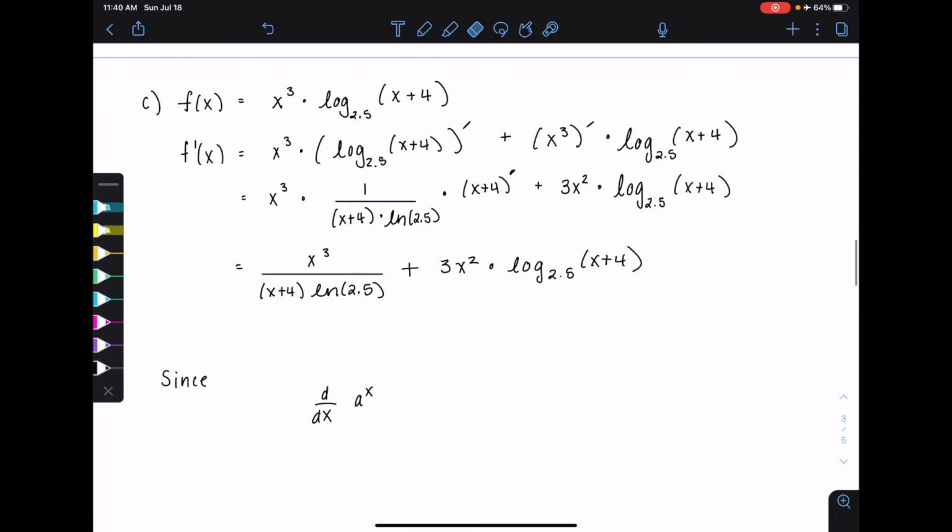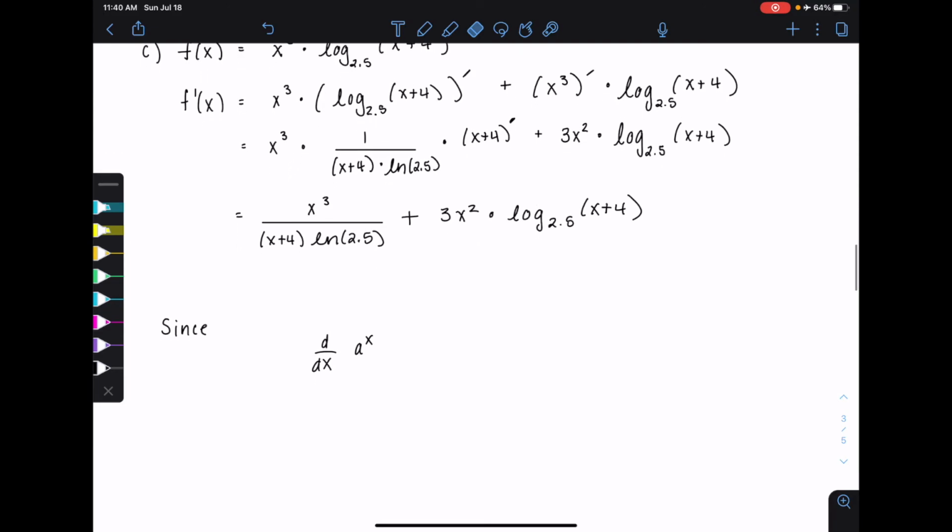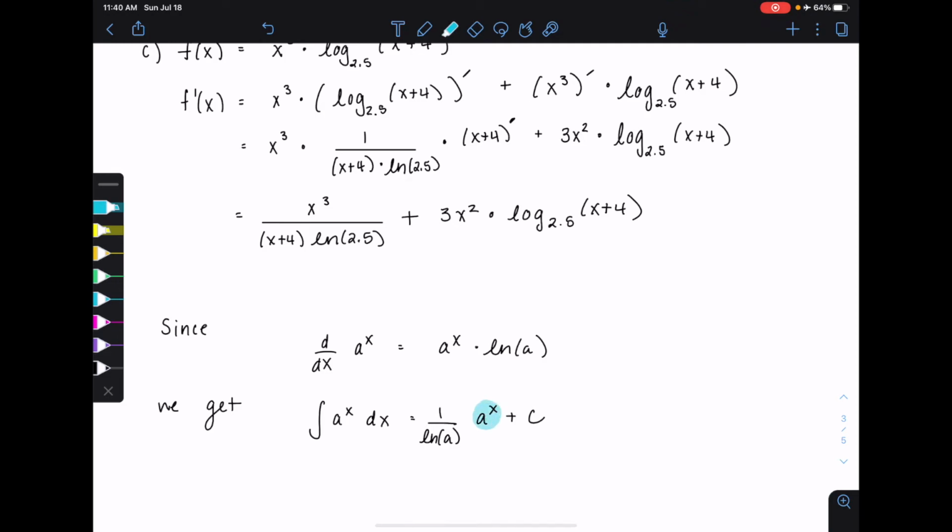So ultimately, since the derivative of a to the x is a to the x natural log of a, if I want to integrate a to the x, I'm going to get a to the x back, but it's not times natural log of the base. I've got to divide by it and then add C. This way, when I take the derivative of a to the x, I'm going to get another natural log of a that'll pop out, and these two will cancel each other out.